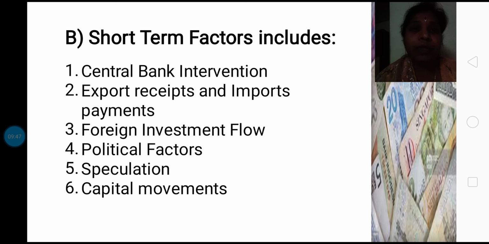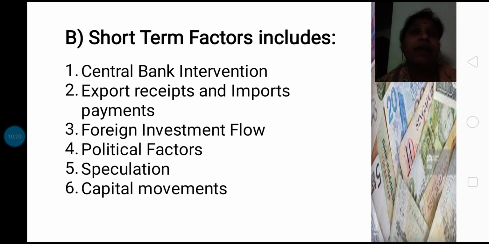The fifth one is speculation. How speculation will impact the exchange rate. As all of you know, if any trader creates artificial demand by buying a particular country's currency in large numbers, that is, when they start buying aggressively, definitely the value of that currency will increase and the exchange rate will increase.